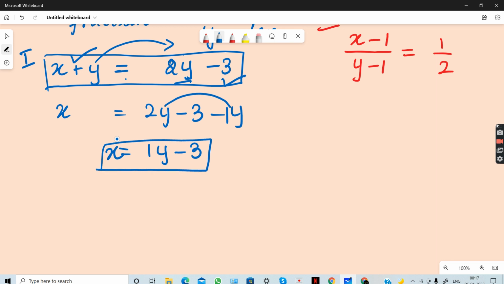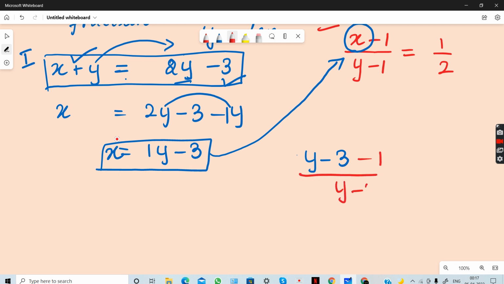Now we are going to use this and substitute in the second equation, in the place of x. So in the place of x, I am just writing y minus 3. Then y minus 3 minus 1, divided by y minus 1, is equal to half. Do you understand this step? This is a very important step. So what's the next step? You just add these: minus 4 by y minus 1 equal to half, 1 by 2.